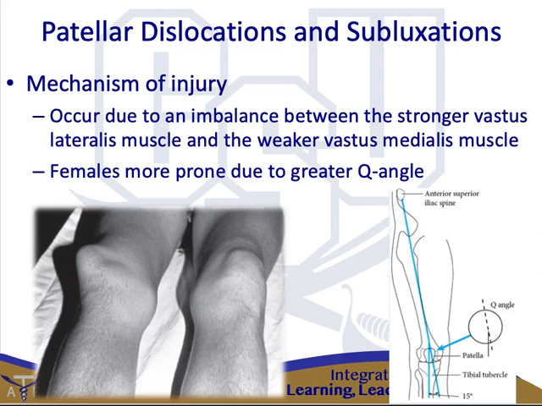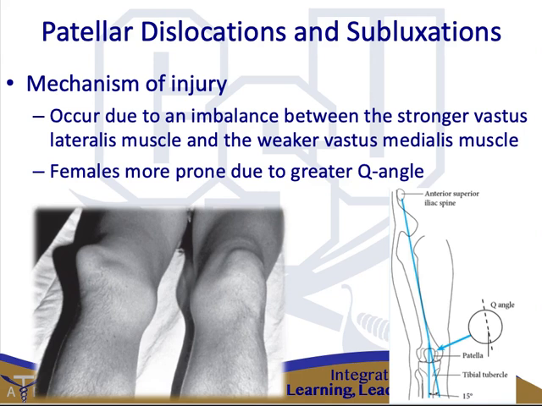We can also have dislocations and subluxations of the patella. When we look at these types of injuries, they often occur due to an imbalance between the stronger vastus lateralis muscle and the weaker vastus medialis muscle of the quadriceps group. And this imbalance causes the vastus lateralis to pull the patella laterally during motion. Because of that stronger muscle, it pulls it in that direction.